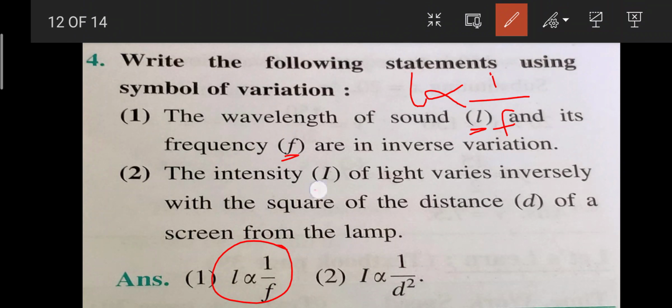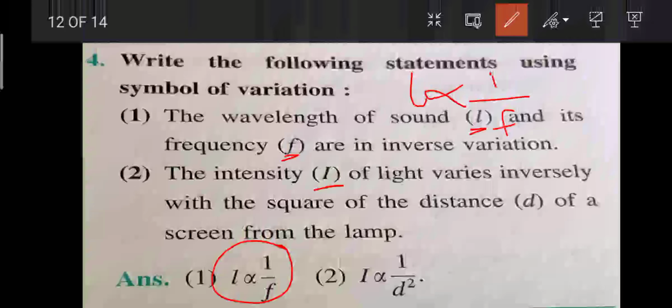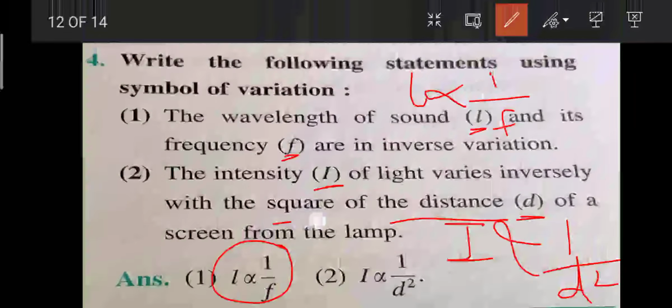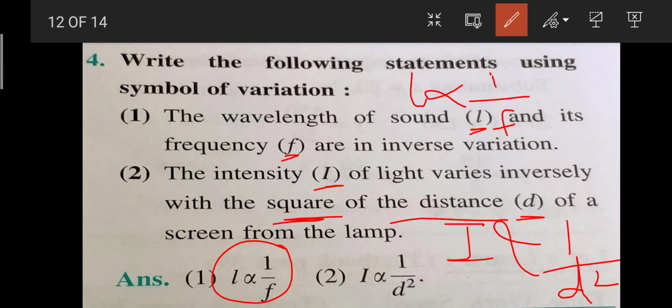Now the intensity of light is denoted by the letter I, and the distance is denoted by the letter D. The intensity of light varies inversely with the square of the distance. So it will be I, which is inversely proportional to 1 upon D square. Now the distance is D, and its square will be D square. So students, if you just write I inversely proportional to 1 upon D, your answer will be wrong. So this is your answer.